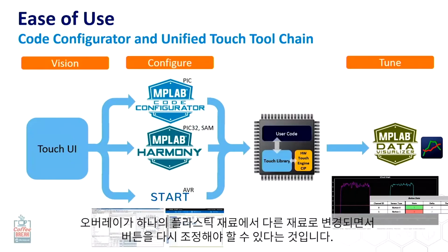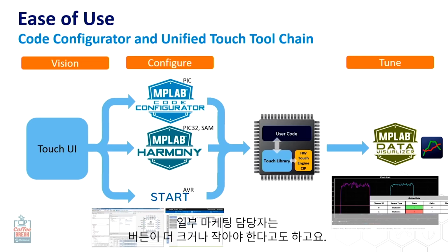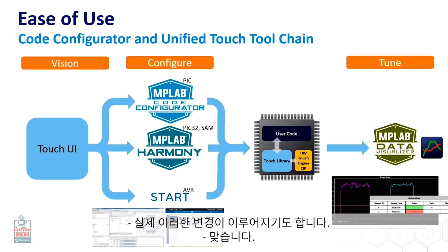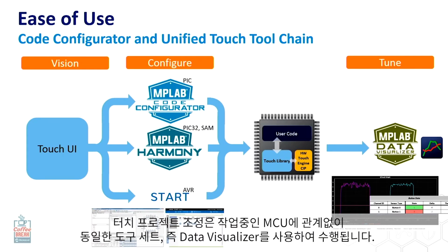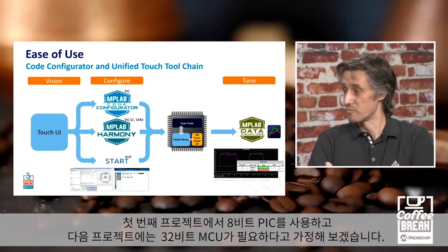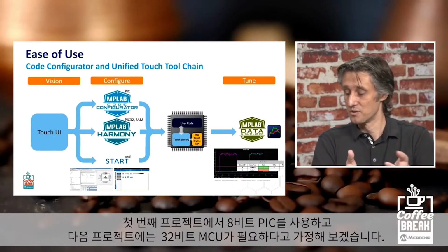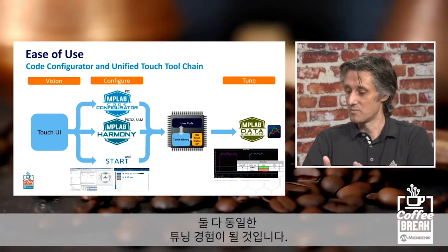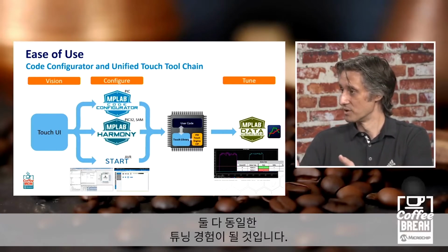The overlay will change from one plastic material to the other. You might have to retune buttons. Sure, some marketing guy tells you the button needs to be bigger or smaller, all of these real-life things. And the tuning of your touch project, regardless of which MCU you're actually working on, will be done with the same set of tools. It's MPLAB Data Visualizer. Meaning, let's say your first project you do on an 8-bit PIC, the next project is on a 32-bit, it would be the same tuning experience for both of them.